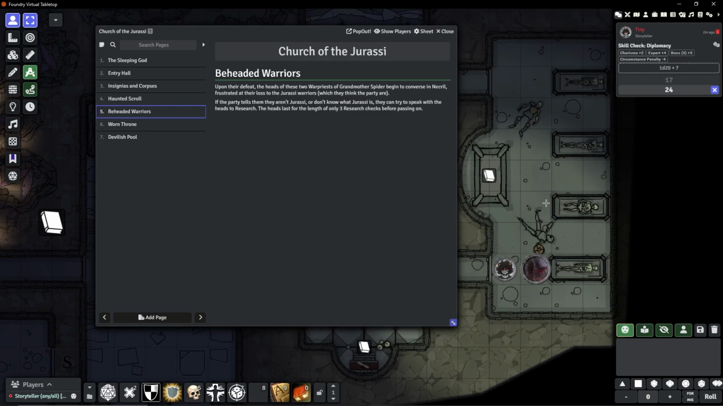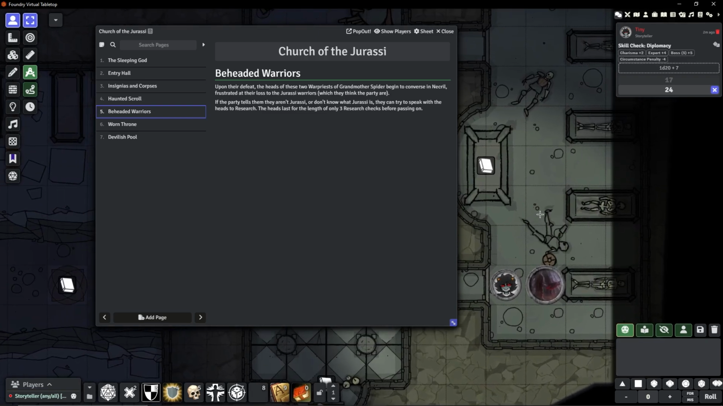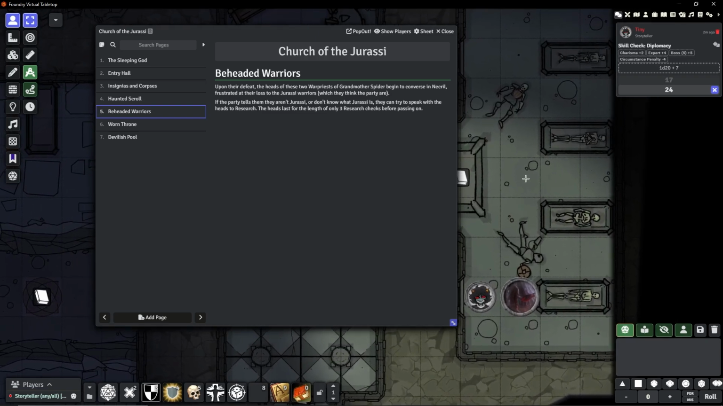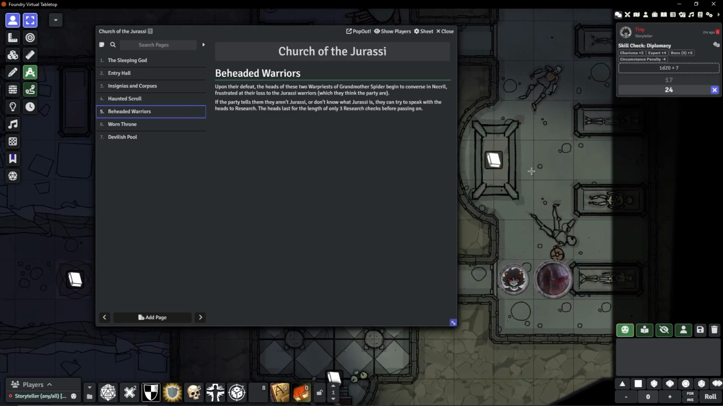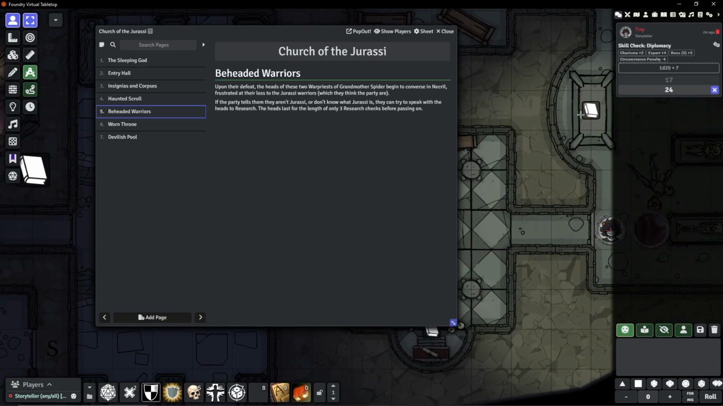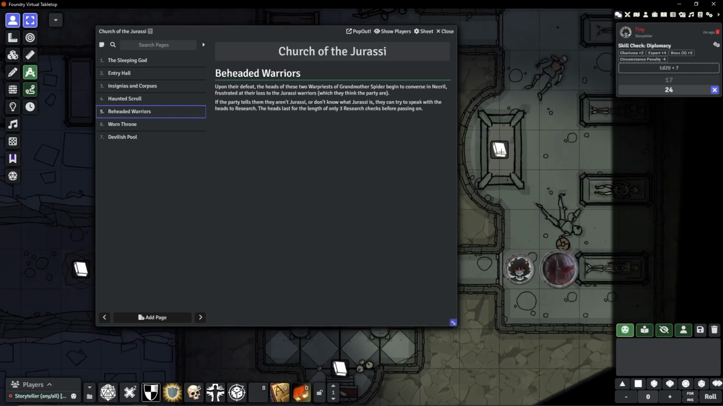As the 2 war priests communicate back and forth, they're frustrated that they lost to some Jurassi warriors. Auric will say that they aren't Jurassi warriors, they're simply ruin explorers, and that opens up the ability to use the beheaded warriors research check.